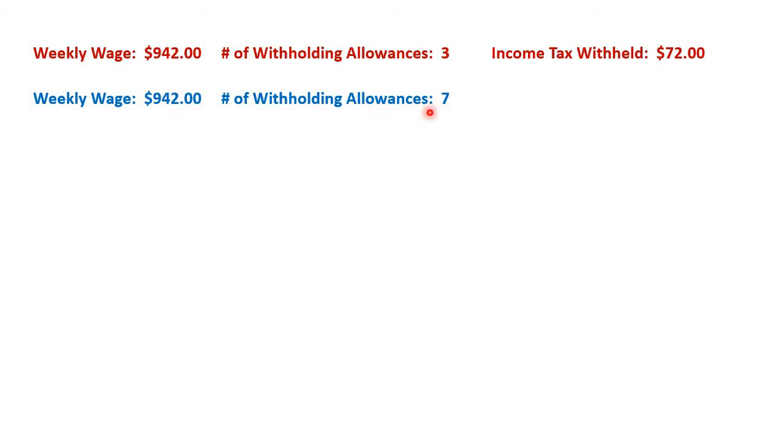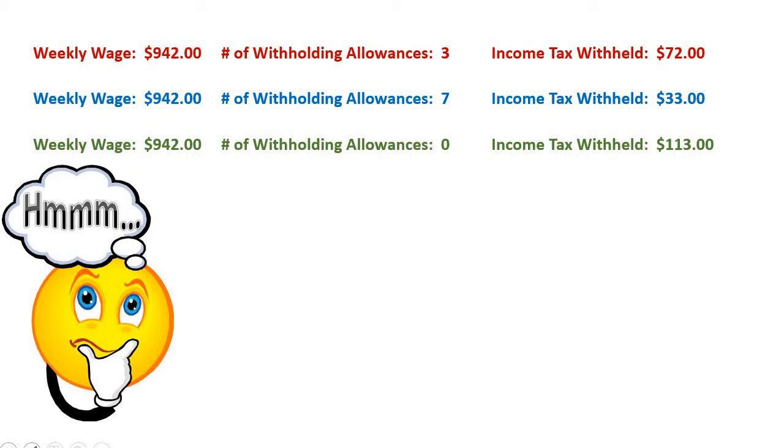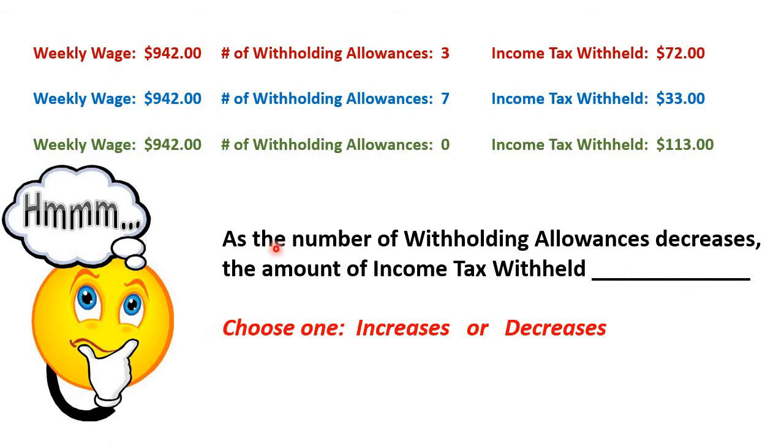So we looked at the information. The 942 with three allowances was $72 of income tax withheld. The same 942 with seven allowances had $33 withheld. And the same 942 with zero allowances was $113 withheld. And so again, we asked ourselves this question yesterday: as the number of withholding allowances decreases, the amount of income tax withheld does what? What happens to the income tax withheld if the withholding allowances go down?